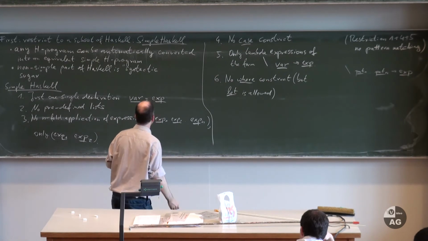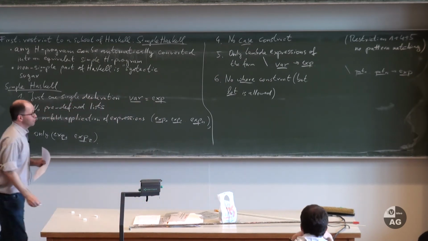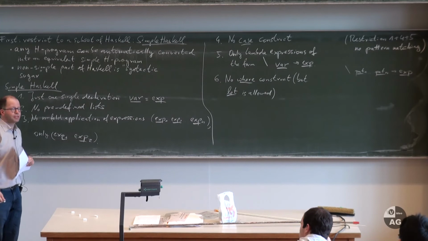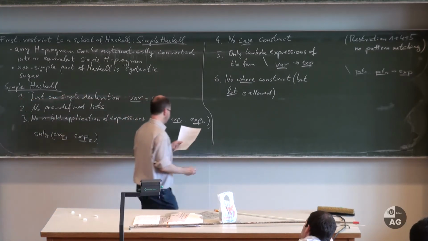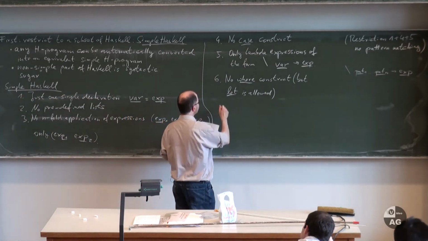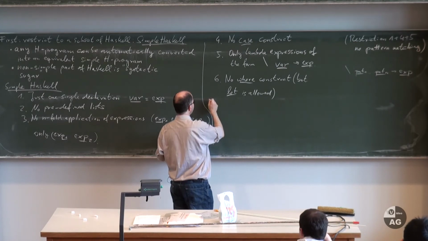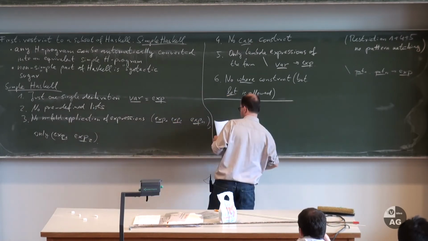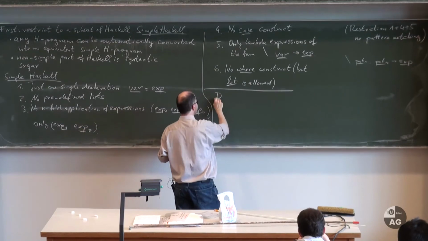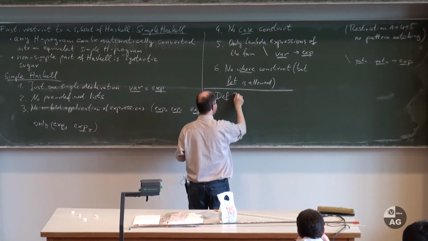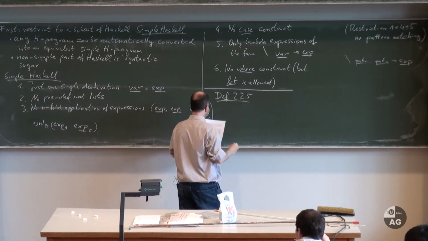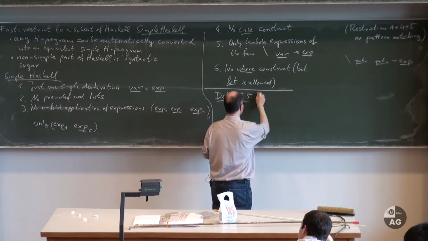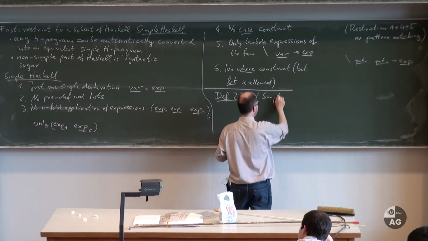Yeah, and then of course we have the same restrictions that we had already before, so no type synonyms and no type classes. So to define this formally, we can also define this in a positive way. We can just define this via a grammar. So what are simple Haskell programs?